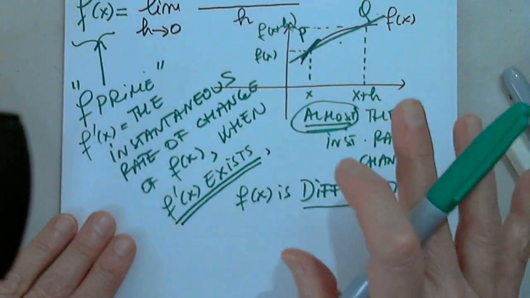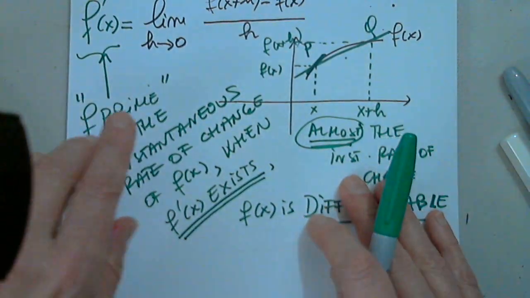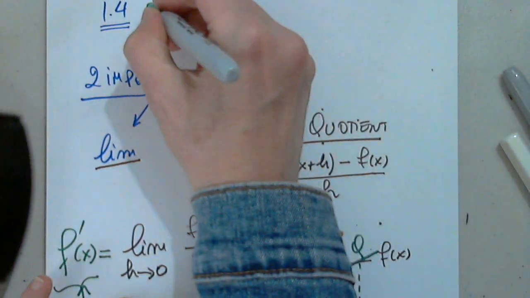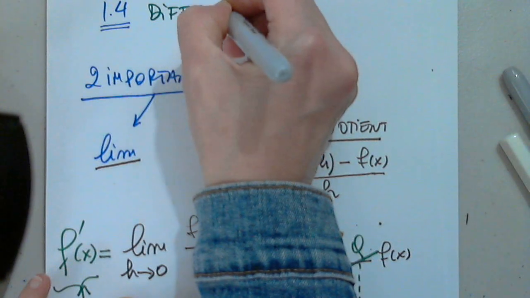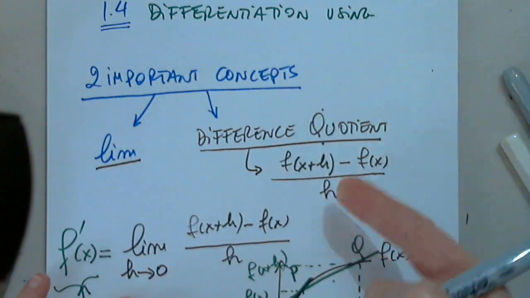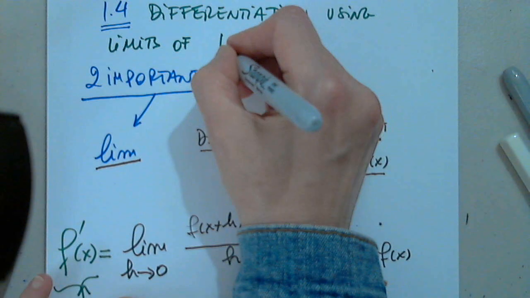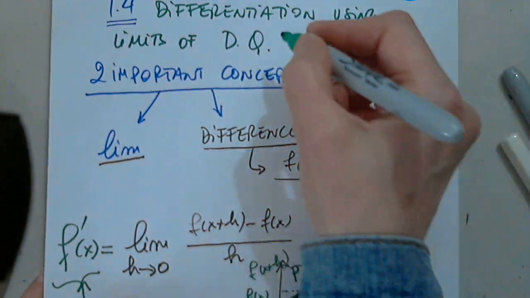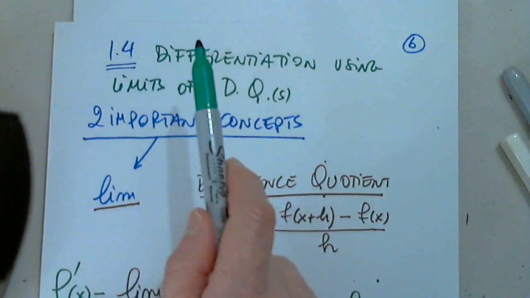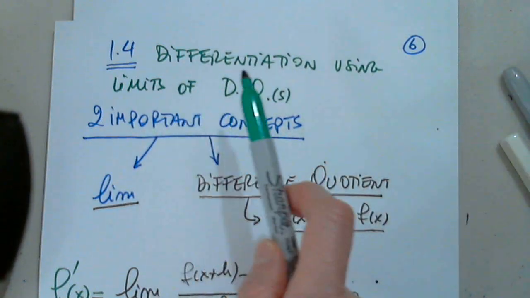So when is a function differentiable? That's next in our discussion right now. So what we did so far, now I can write the title. Differentiation using limits of the difference quotient, or difference quotients. Okay, so 1.4, it's differentiation. We don't know what this means yet. Using limits of the difference quotients.